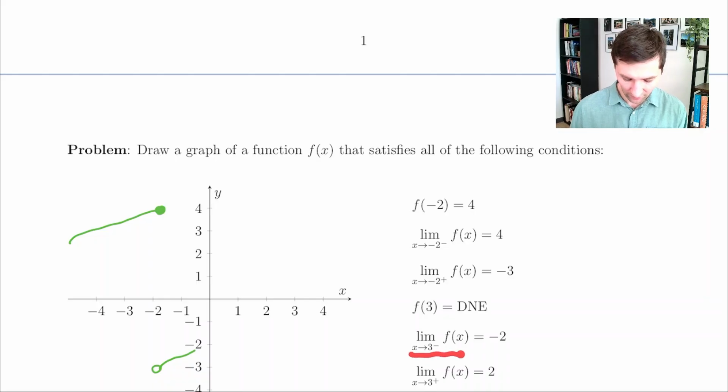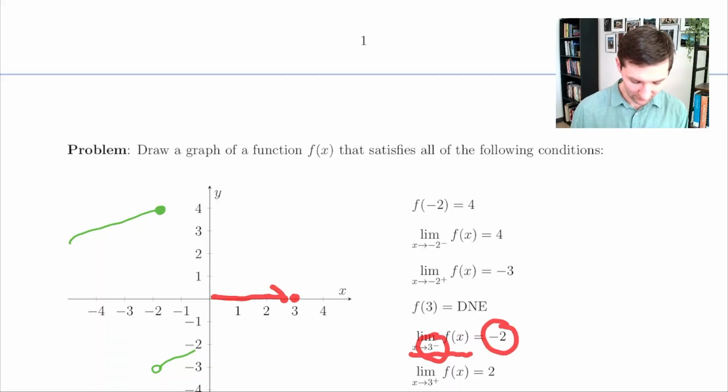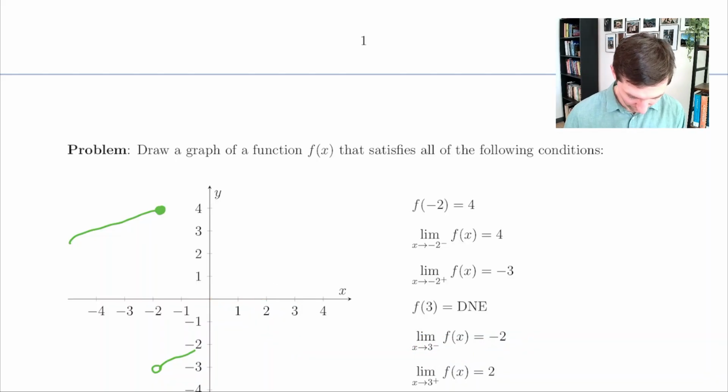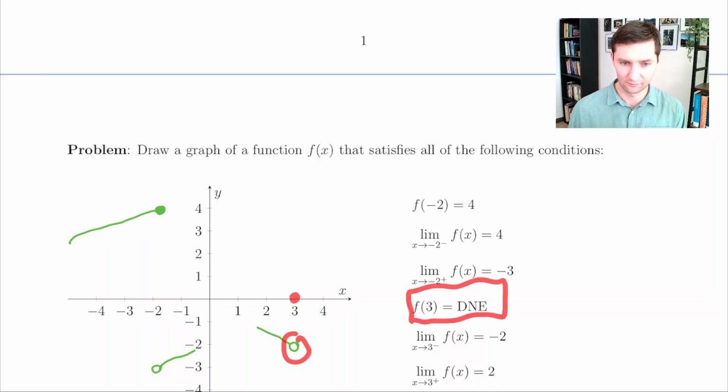I also know that as I'm approaching 3 from the left, the value of the function must be -2. As I'm approaching 3 from the left, the value of the function must be getting closer and closer to -2. So I'm going to draw a piece of the graph that gets closer and closer to -2. Note that I have to end this piece of the graph with an open dot because the value of the function at 3 cannot exist.